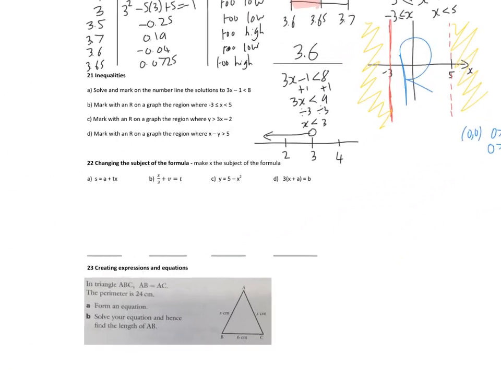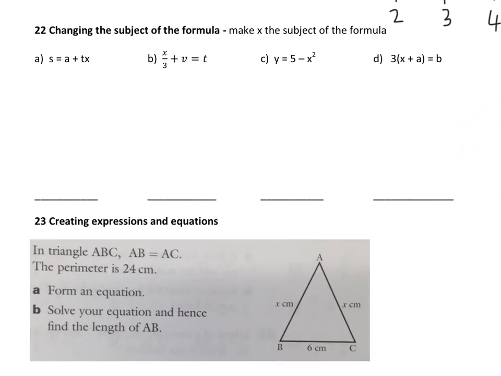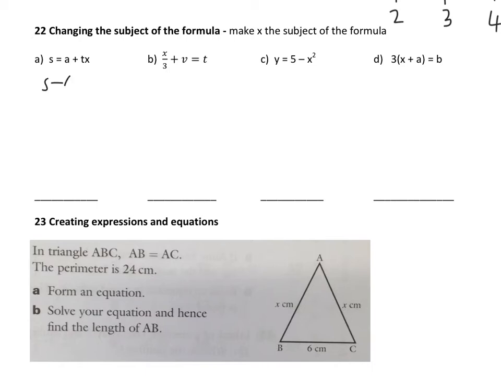Okay, next section then is changing the subject of the formula. So we have here, we have to make x the subject of the formula each time. So the first one, you would take a from both sides to get s minus a equals tx, and then divide both sides by t to get the left-hand side s minus a divided by t. You can then rearrange that to the other side if you wanted to, but it's okay the way it is. Some prefer to have the x equals on the left. You wouldn't get marked down, but that's preferable.